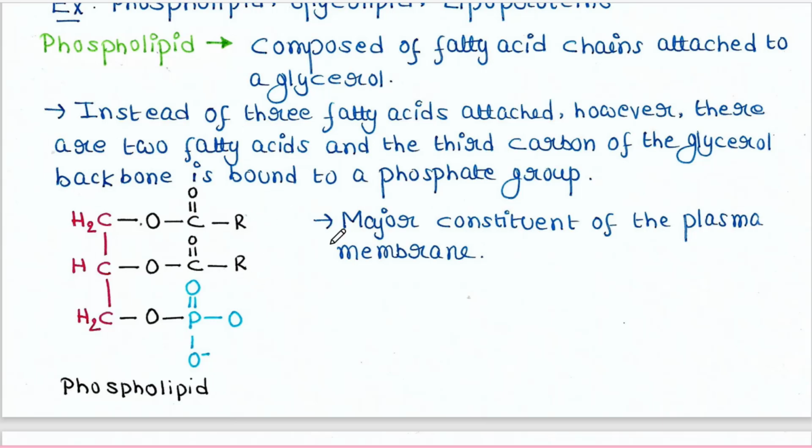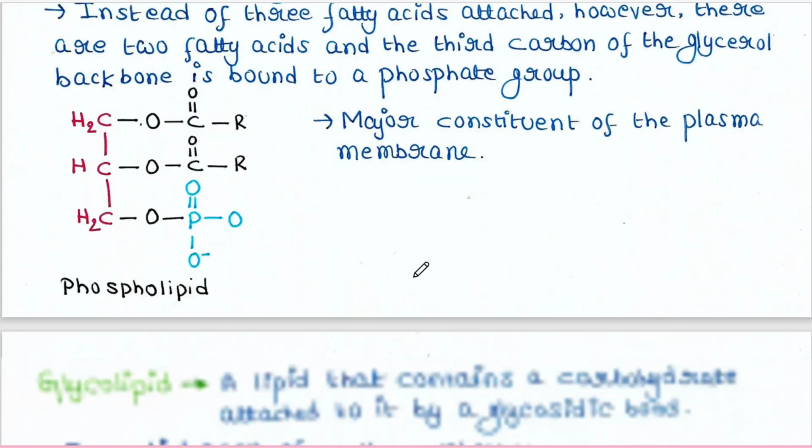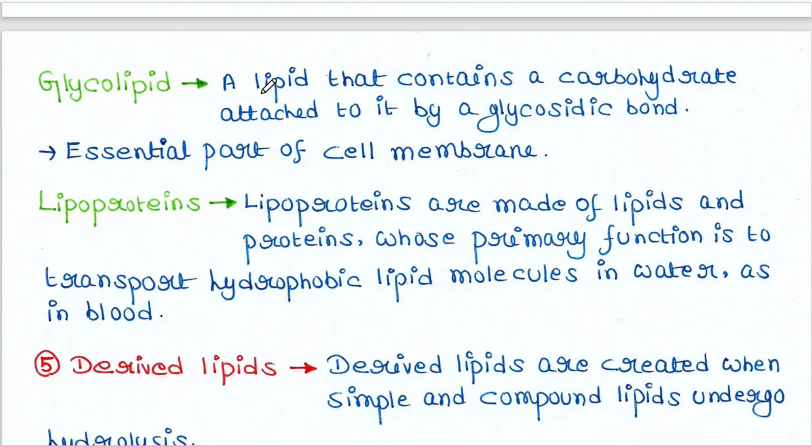Phospholipid is basically the major constituent of the plasma membrane that we all know. Next is glycolipid. A lipid that contains a carbohydrate attached to it by a glycosidic bond. So here, apart from the lipid, a carbohydrate moiety is attached and glycolipid is also an essential part of the cell membrane. Lipoproteins. Lipoproteins are made up of lipids and proteins whose primary function is to transport hydrophobic lipid molecules in water as in blood.